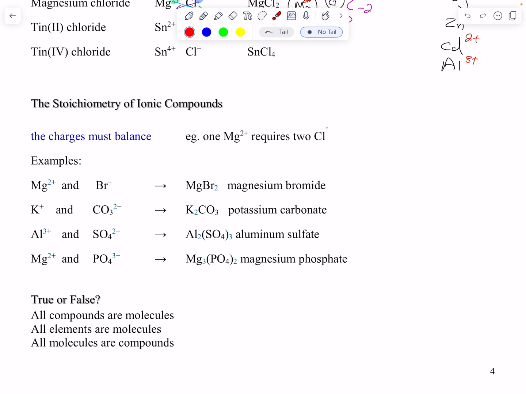All right, true or false? Are all compounds molecules? And this is fun. I just, for fun, on the day of this recording, went to both Google and ChatGPT 3.5, whichever is the free one for people. I asked, true or false: all compounds are molecules? And it said true, both of them.